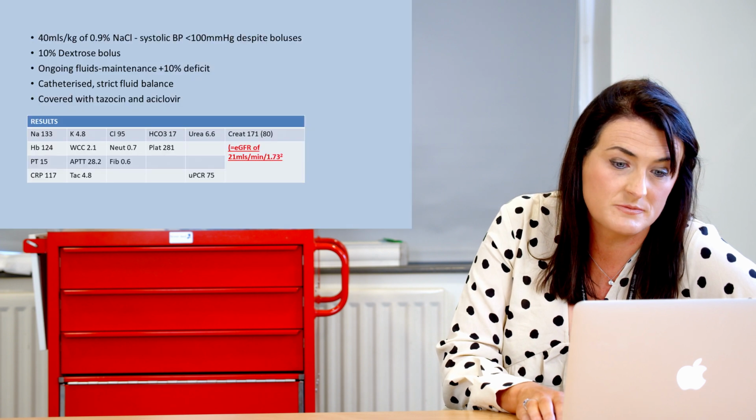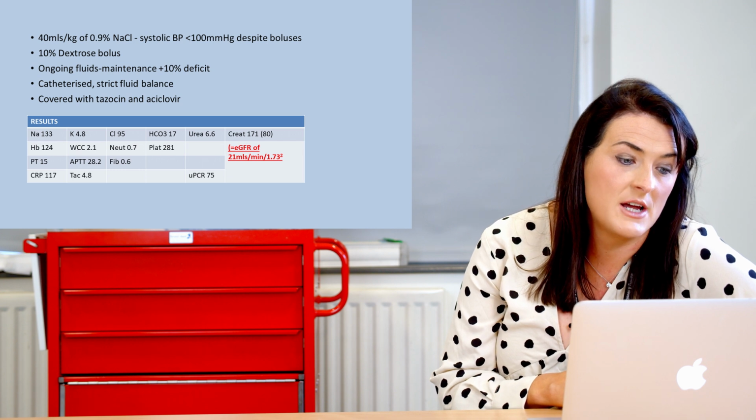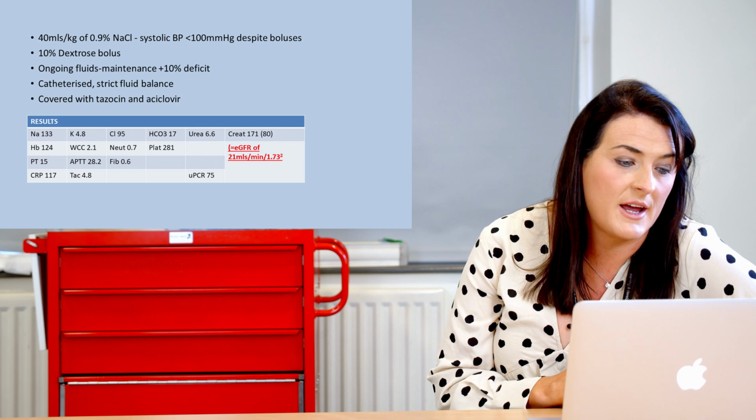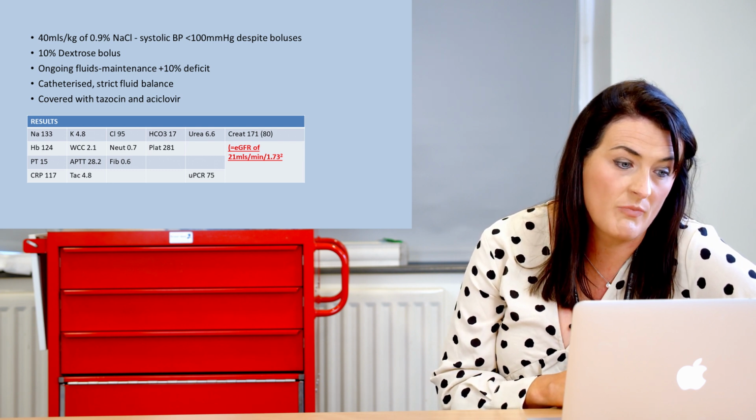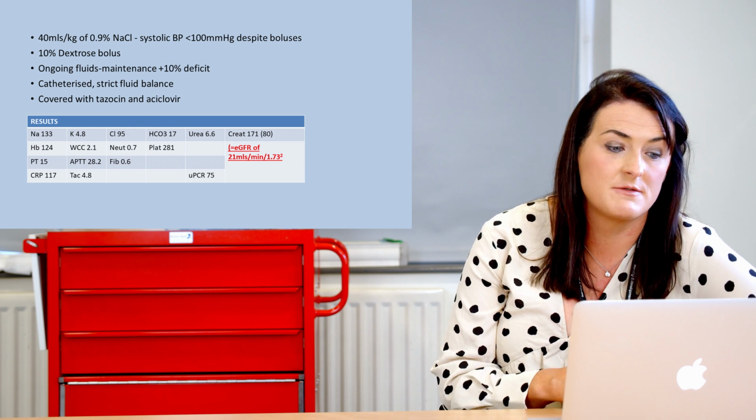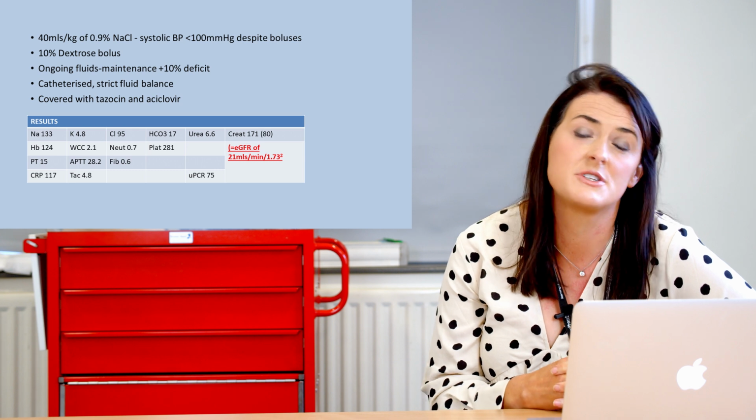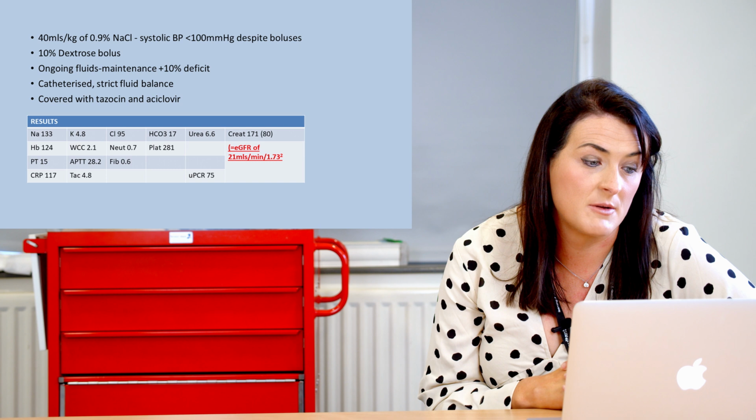So for our young lady, she had 40 mls per kilo of sodium chloride. Her systolic blood pressure remained low despite that, at less than 100. She had a 10% dextrose bolus in light of her BM. And we decided from a fluid perspective that she was dehydrated. So therefore she had a 10% deficit. She was catheterised and placed on strict fluid balance.